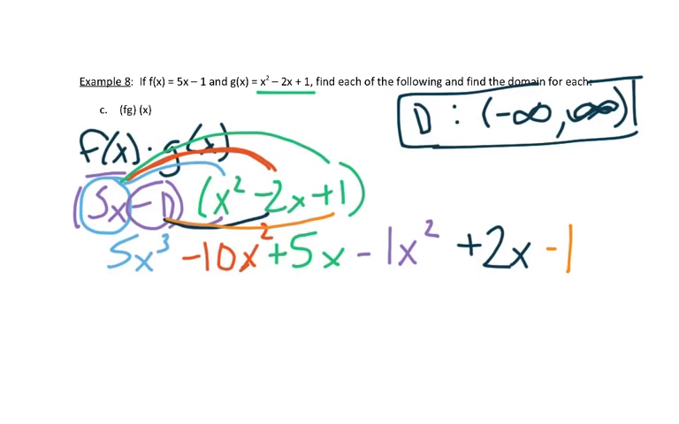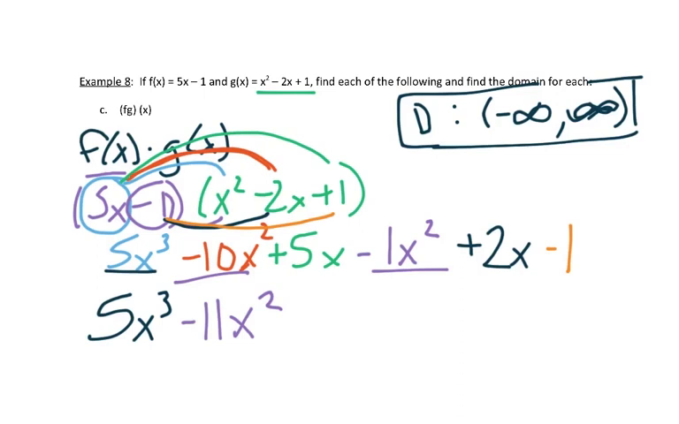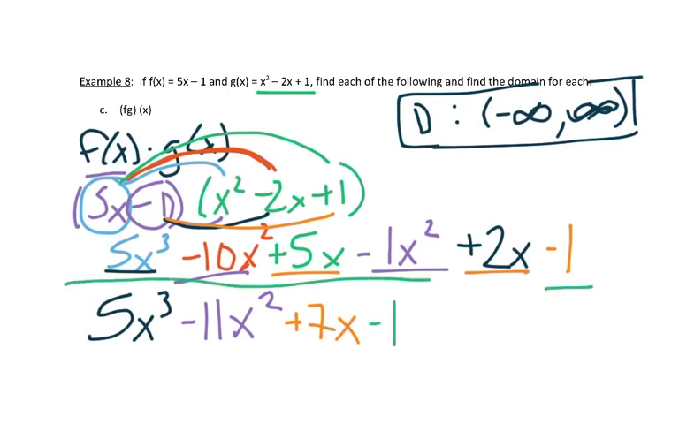And then we want to combine like terms. So this 5x cubed, there's nothing else that has an x cubed on it, so we'll just write that. But then there's a 10x squared and a 1x squared, both minus. Minus 10x squared minus 1x squared is minus 11x squared. And then plus 5x plus 2x is plus 7x. And then minus 1 on the end. So this is our final answer.